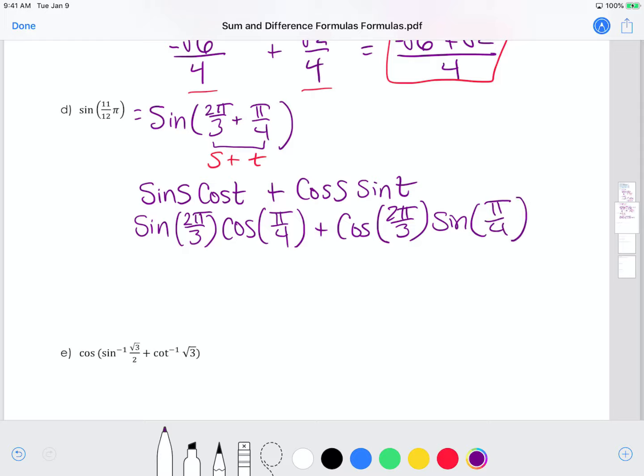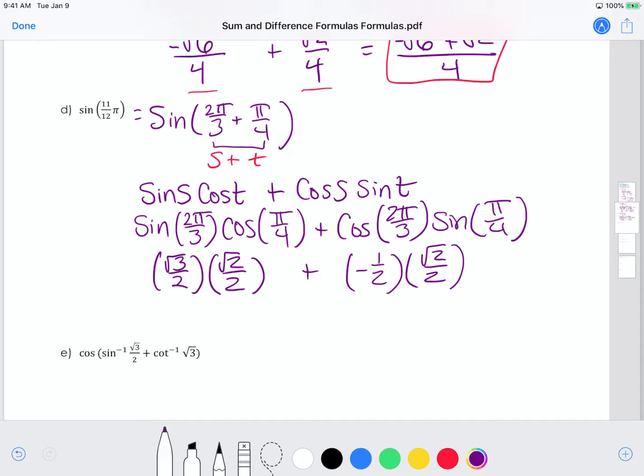So now I just have to look these values up on the unit circle if you don't already have them memorized. The sine of 2 pi over 3 would be the square root of 3 over 2. Cosine of pi over 4 is the square root of 2 over 2. Cosine of 2 pi over 3 would be negative 1/2. And sine of pi over 4 is the square root of 2 over 2.